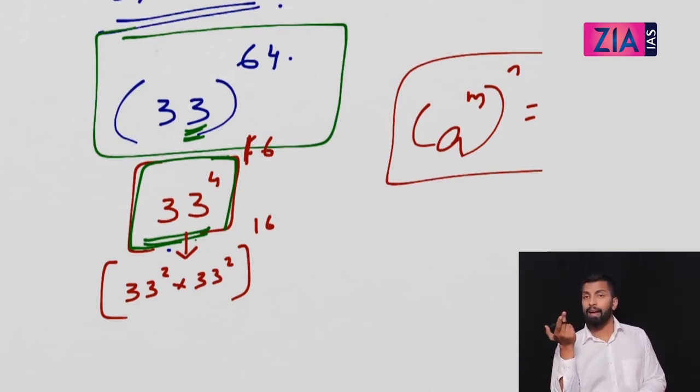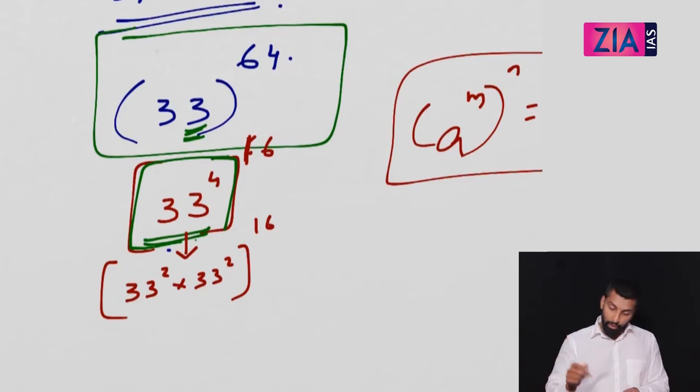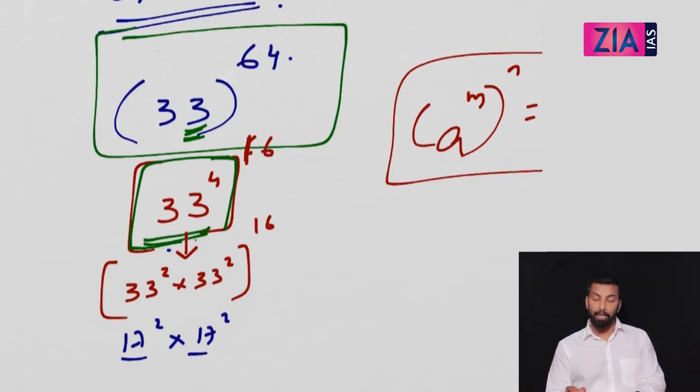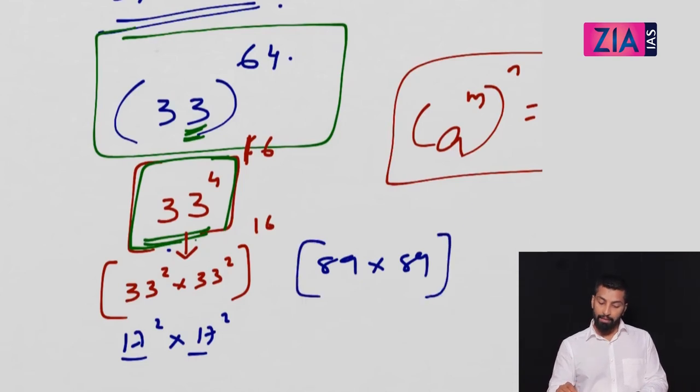So 33 square last 2 digits will be equal to 17 square last 2 digits, because 33 is 50 minus 17. So if I need only last 2 digits, I can write 33 square will be equal to 17 square, right? So this becomes 17, this becomes 17. 17 square is easy, 289. I don't want 289 completely, I need 89. So this will be 89 and this also will be 89. Okay, the power is there, common power 16. Now this becomes 89 square, right?